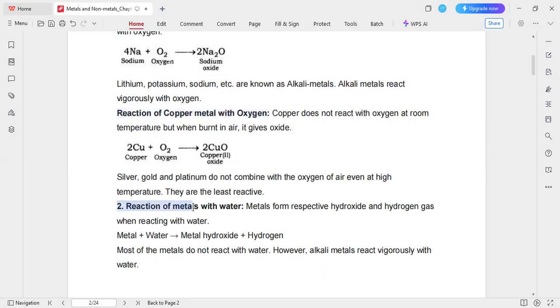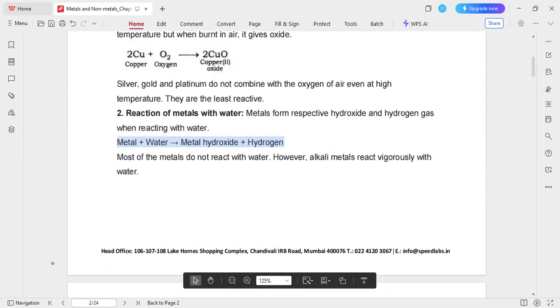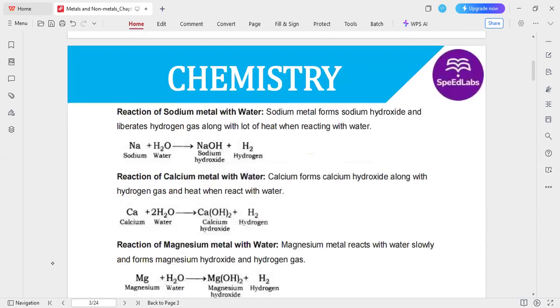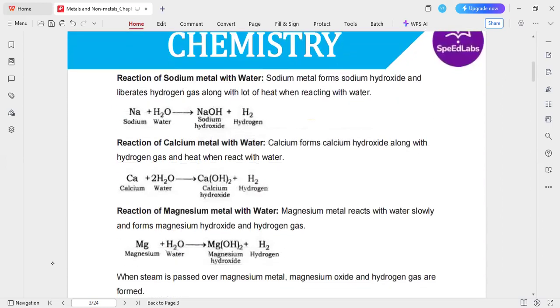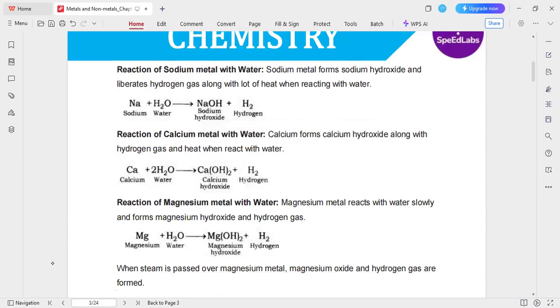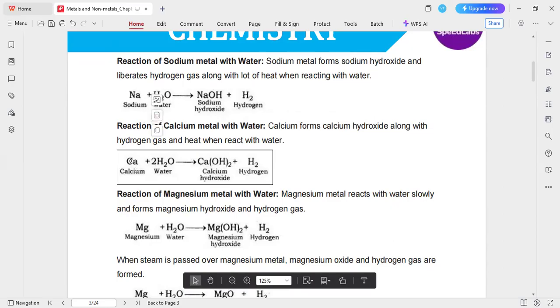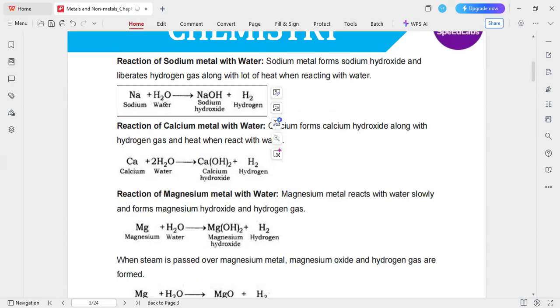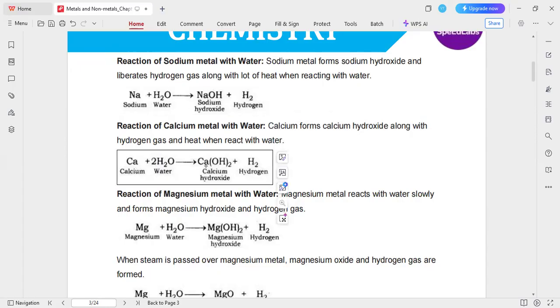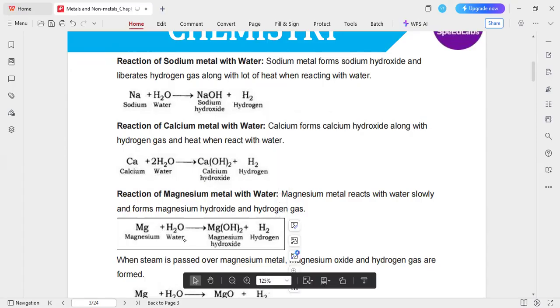Next, second equation. Reaction of metal with water. Generally, children, metal reacts with water, gives you what? Metal hydroxide plus hydrogen. Very, very important. It depends upon the reactivity of metals actually. In which form of water they will react, whether cold water, hot water, or steam. For example, sodium and calcium react with cold water only. Sodium reacts with cold water, gives sodium hydroxide plus hydrogen. Calcium reacts with cold water, gives calcium hydroxide plus hydrogen. Whereas magnesium reacts with hot water only, gives magnesium hydroxide plus hydrogen. Is it clear?